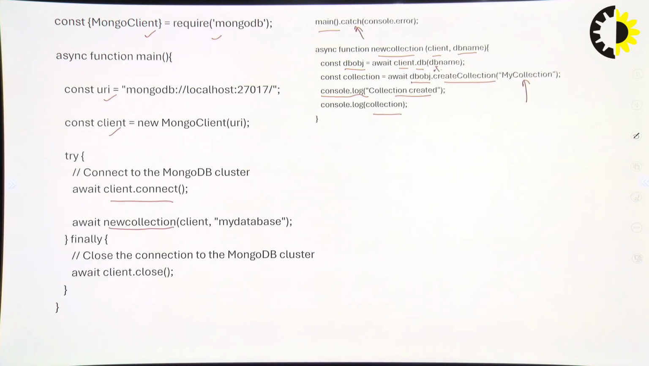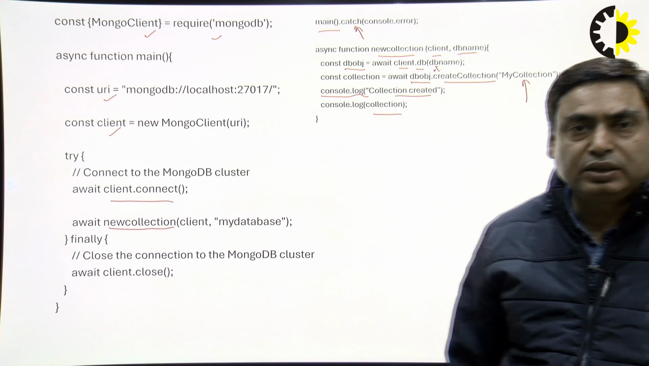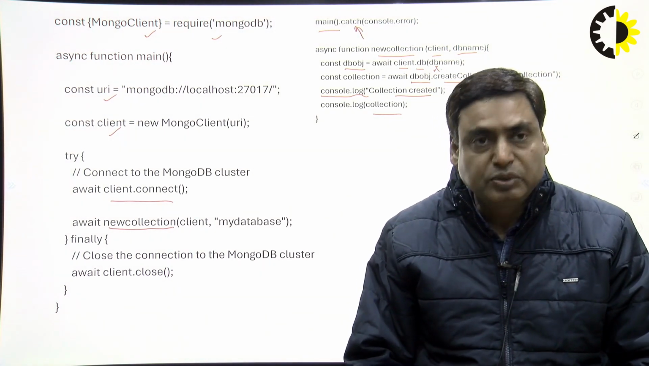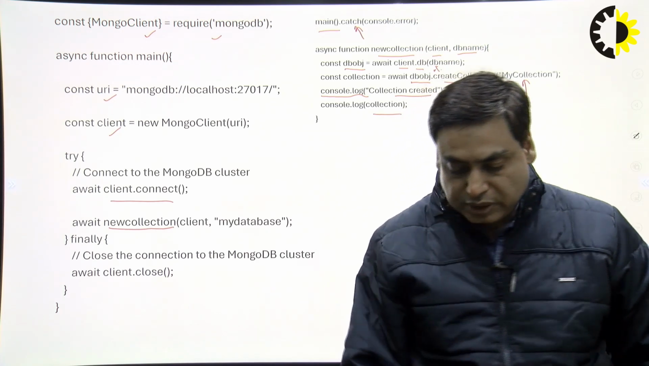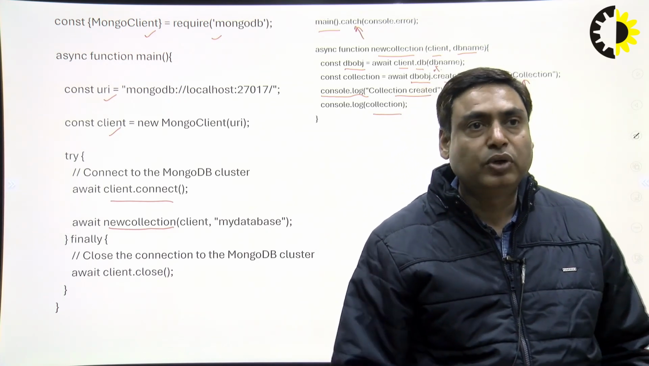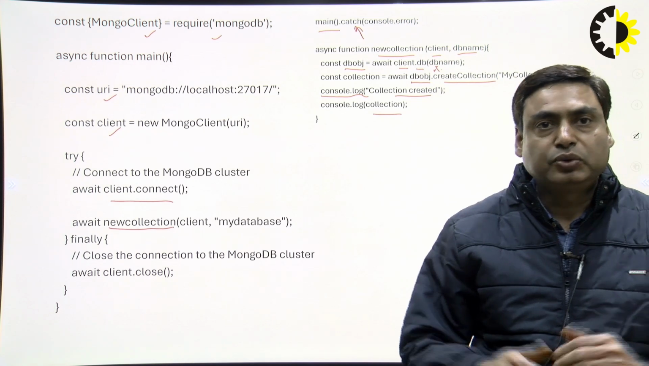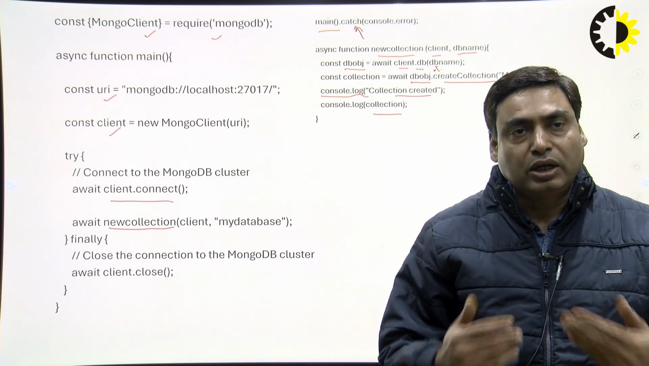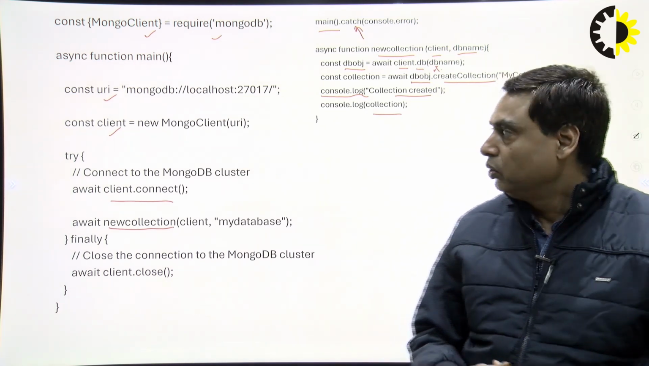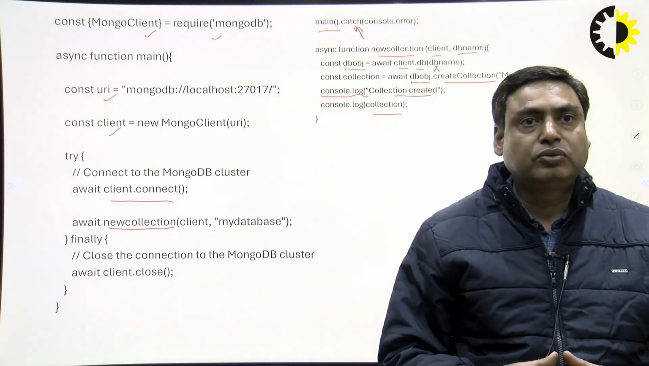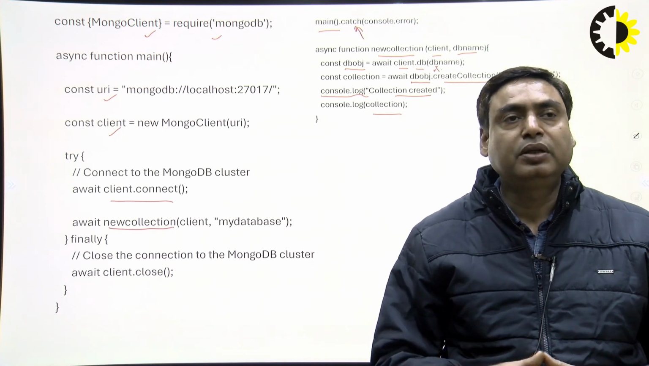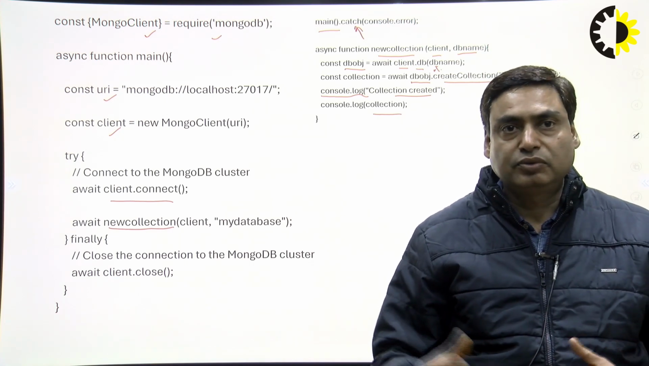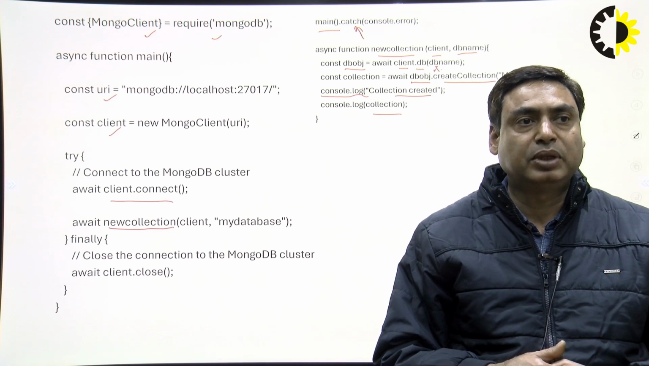Up to this level, we have discussed three programs in this video. The first program is to display the list of databases. The second program is to create a database in MongoDB, and the third program is to create a collection in the already created database. This video demonstrates how to write programs with Node.js and MongoDB, and how to connect Node.js with MongoDB. There are three programs available.